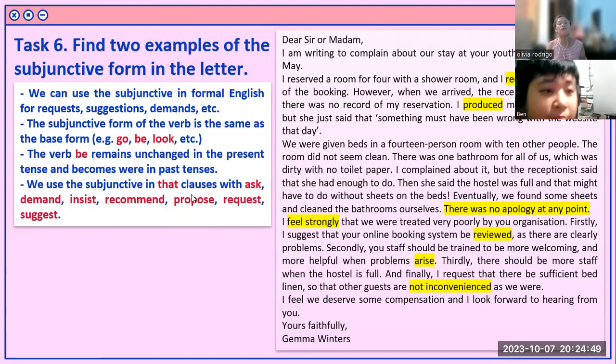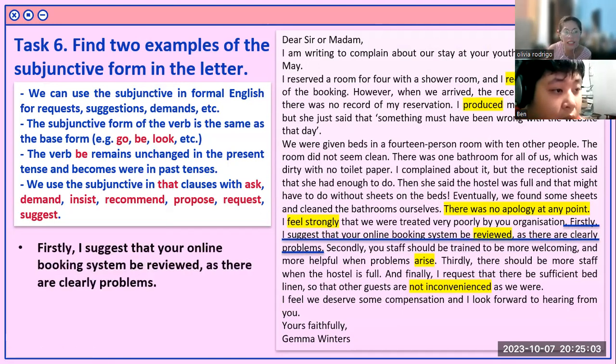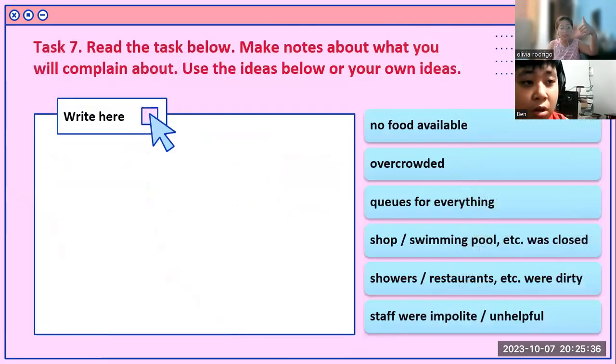With the use of subjunctive in that-clauses with suggest, request, demand, for example, I suggest, this is subjunctive. Another subjunctive is, firstly, I suggest that your online booking, this is subjunctive. So it means you suggest, you request, you demand. If the sentences are doing these three things, we call it subjunctive form. Next one. Finally, I request. Very easy, right? I request that there will be sufficient bed linen. Okay, that's I request. You understand, Ben?